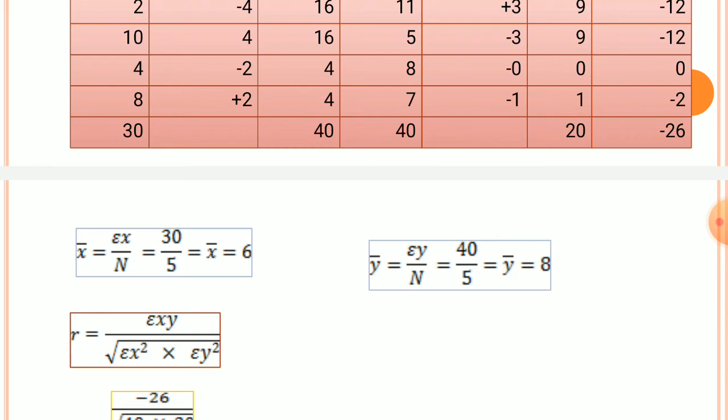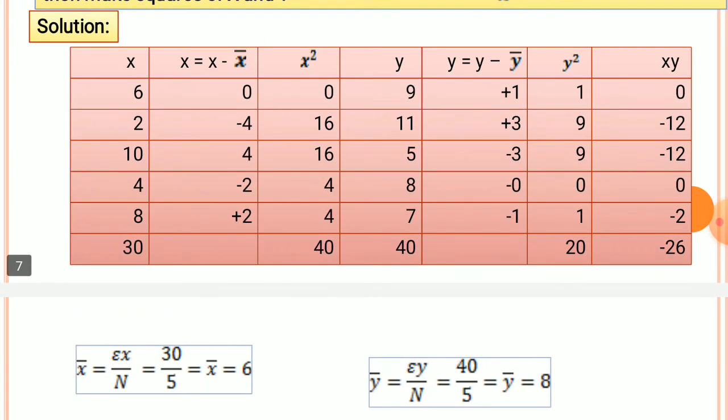Then find y bar equals sigma y by n. For the second set of data, that is, for the variable y, we have to find y bar. Sigma y by n equals sigma y 40 by 5. 5 ones are 5, 8 fives are 40. Therefore the values of x bar and y bar are 6 and 8.